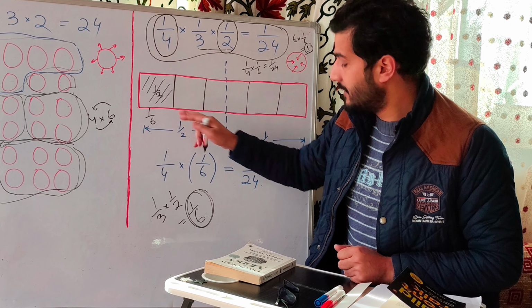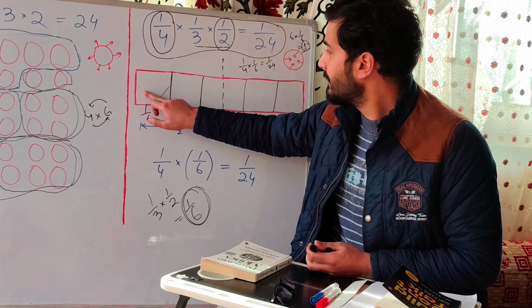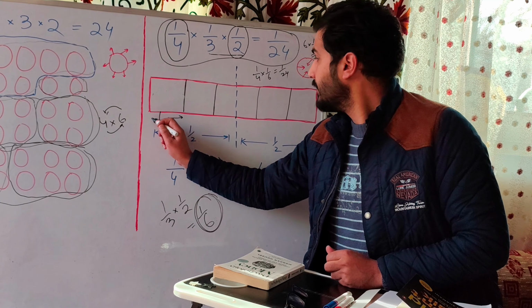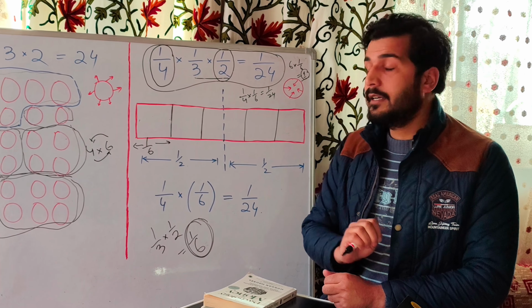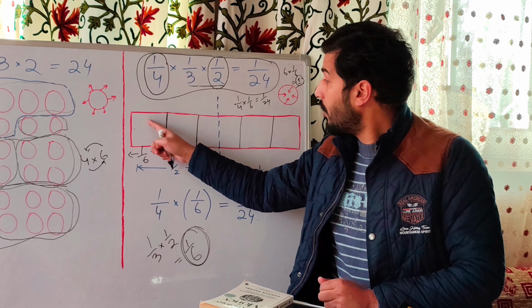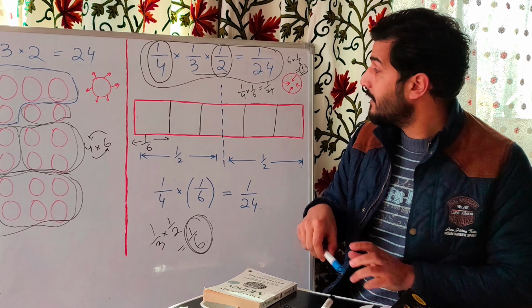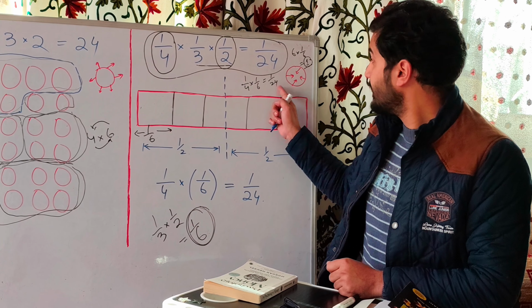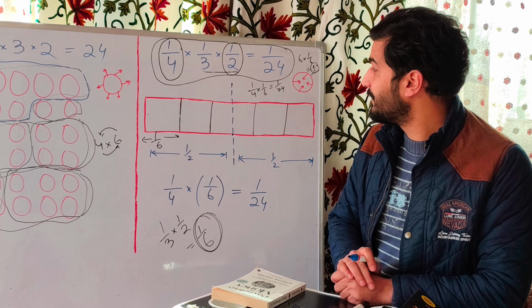So what is 1 by 6? This one is 1 by 6. This is 1 by 6. This is 1 by 6. This one is 1 by 6. This is 1 by 6. Now we are required to find the 1 by 4th of this 1 by 6. How can we represent the 1 by 4th of 1 by 6? That is equal to 1 by 24, right? How can we represent it?